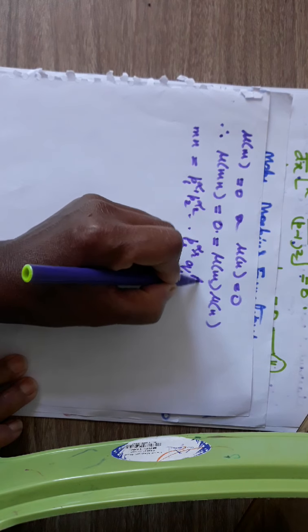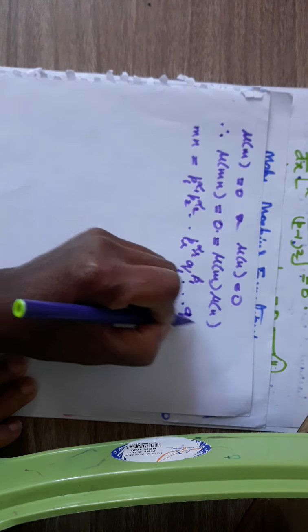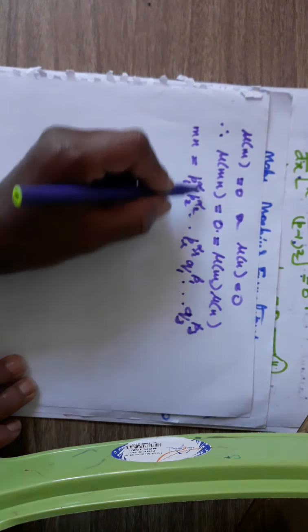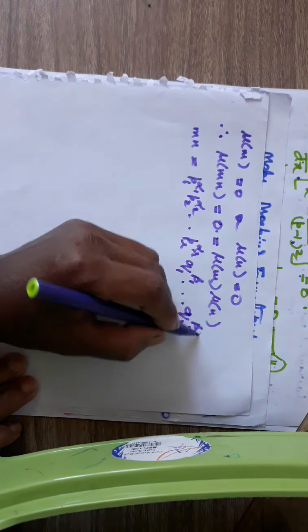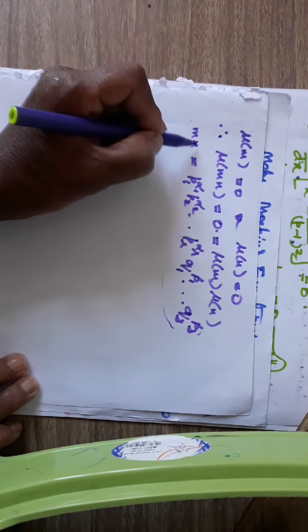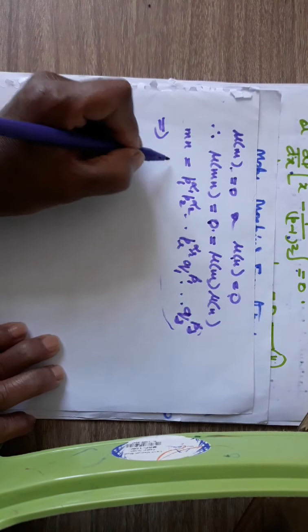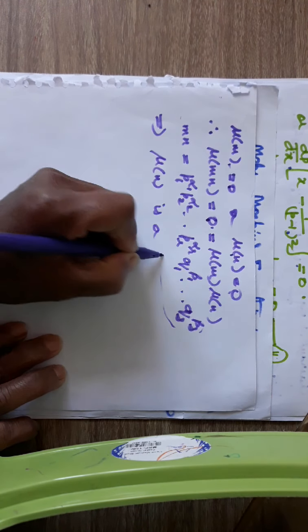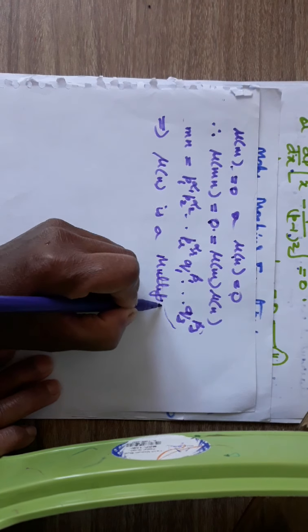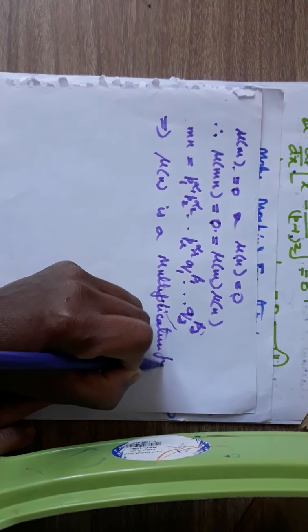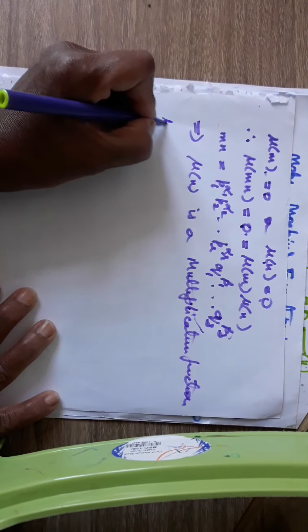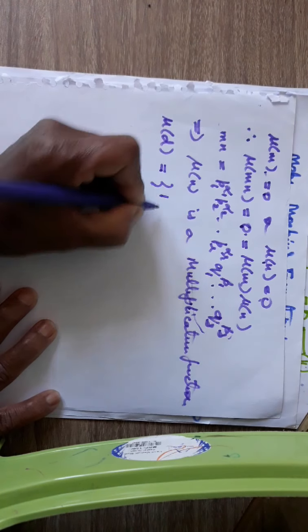and n is a product q1 to the power beta 1 up to qs to the power beta s, with at least one of these alpha i's greater than or equal to 2 or beta i greater than or equal to 2. It means that there exists a square which divides this. So mu of mn will be equal to 0, which is the same as mu of m into mu of n. So this implies that mu of n is a multiplicative function.